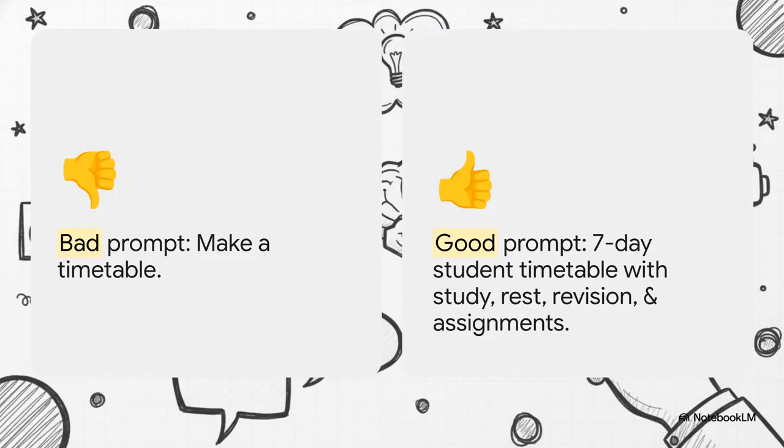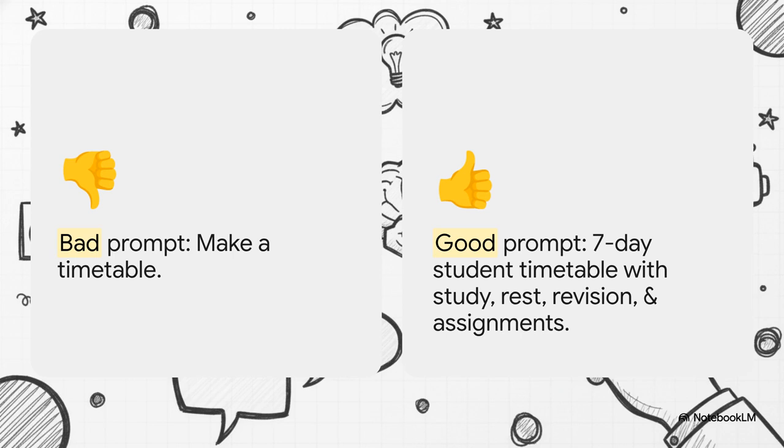Okay, take a look at this. This is what it's all about. On the left, you've got "make a timetable." I mean, sure, you'll get something, but it'll be a shot in the dark. Now look at the right. We added just a few key details. It's for 7 days, it's for a student, and it needs to include specific things like study and rest. That tiny change makes all the difference between a useless result and one that's actually helpful.